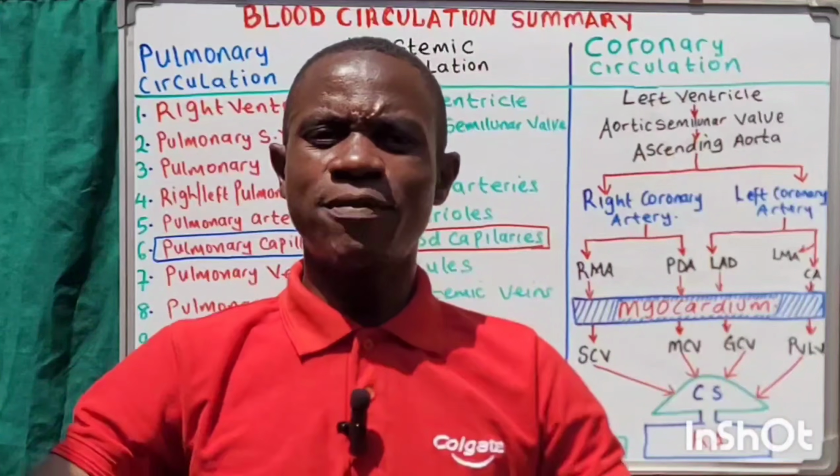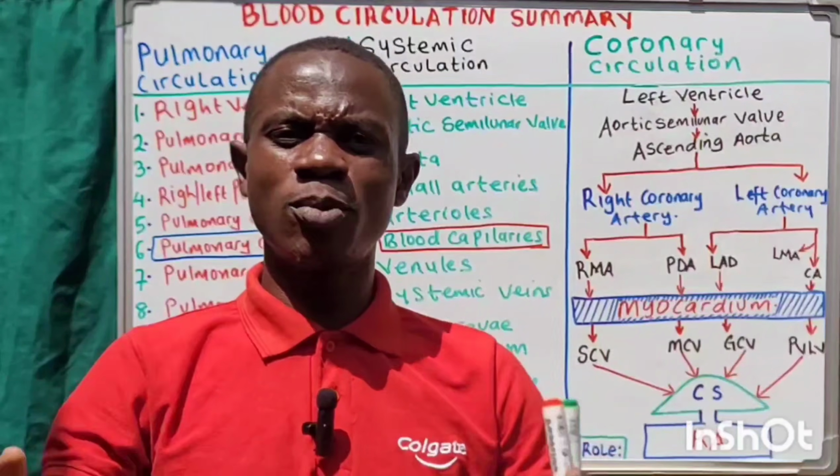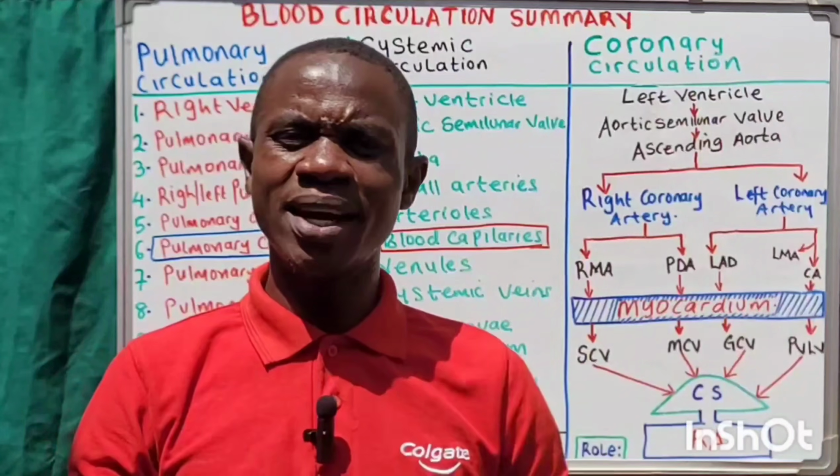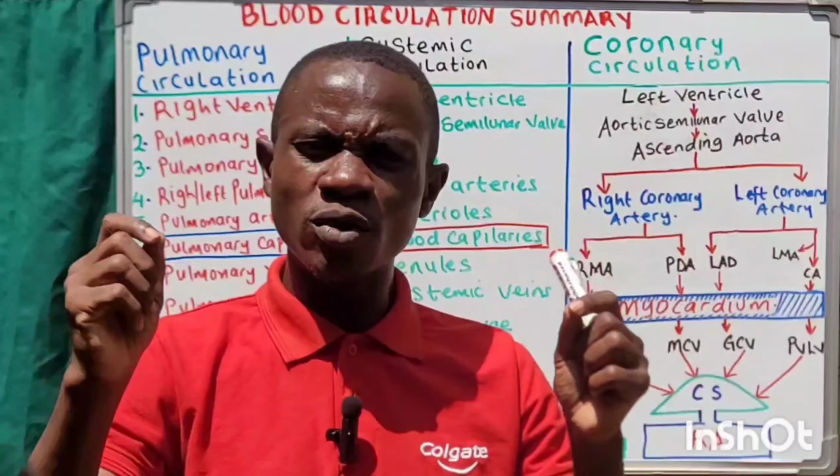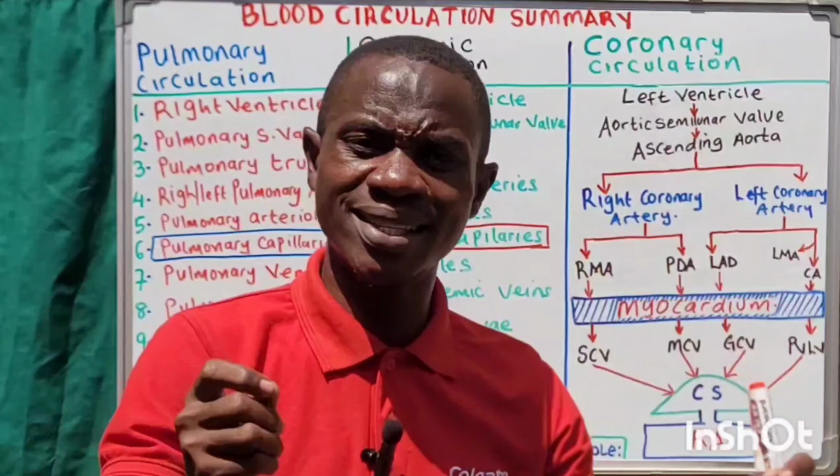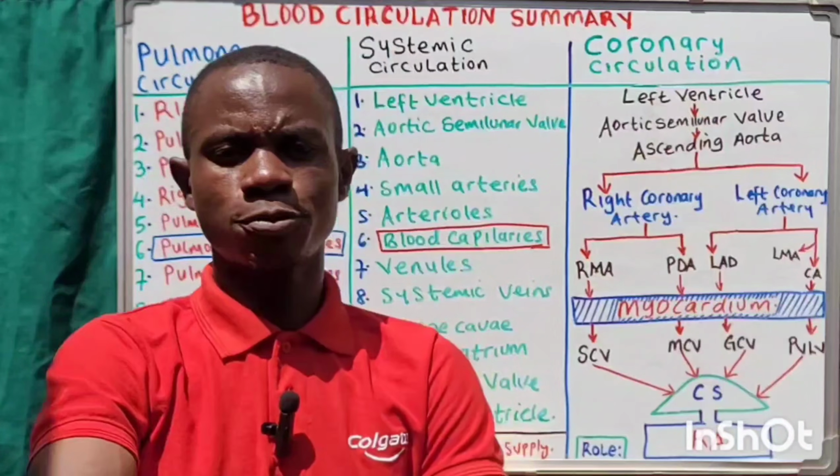Now that you have seen the photographic animation showing the pulmonary circulation and then the systemic circulation, let's also take a look at the photographic animation showing the coronary circulation. Let's take a look.